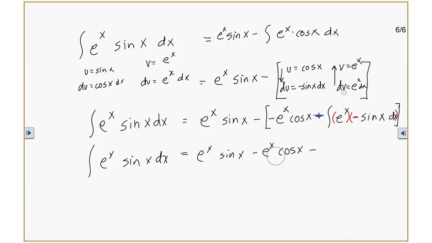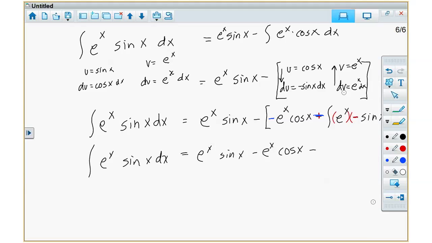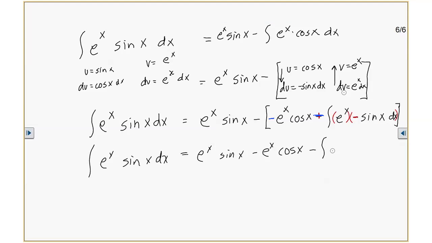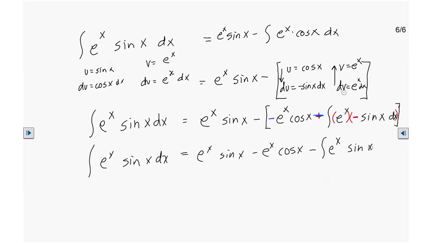So I'm just going to rewrite this part right here with the negatives and all. I'm going to rewrite that. Minus e to the x. Let's make sure that's e to the x minus e to the x. And then I'm going to put minus antiderivative e to the x sine of x dx.